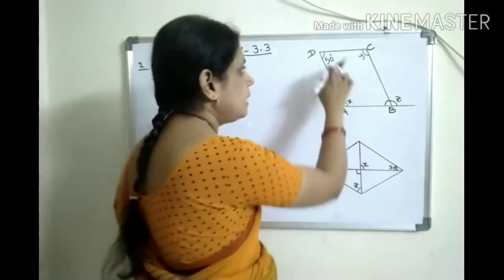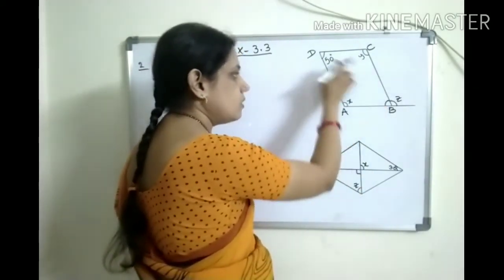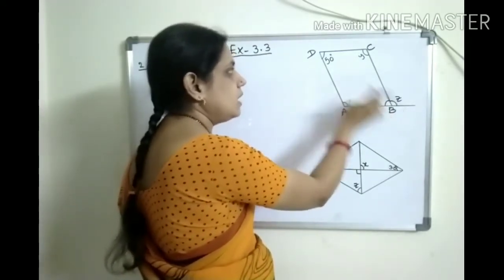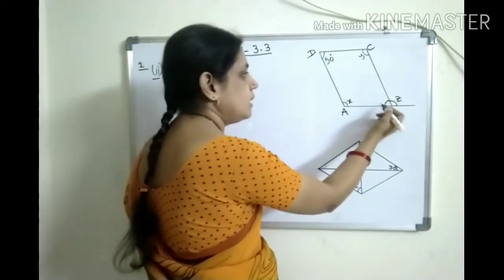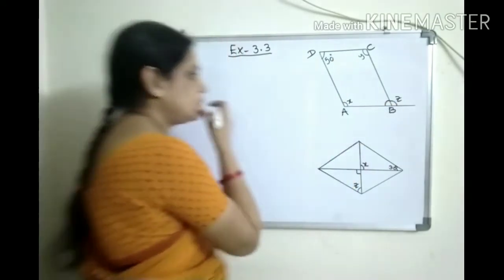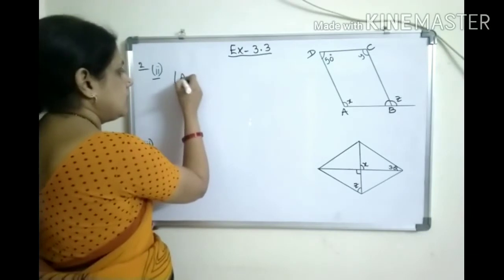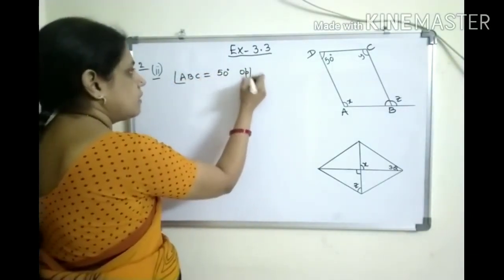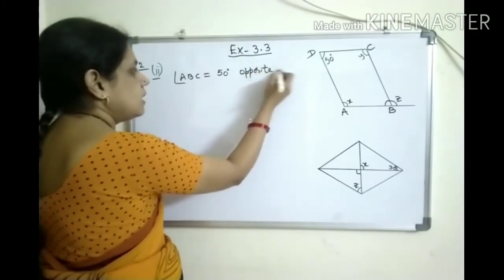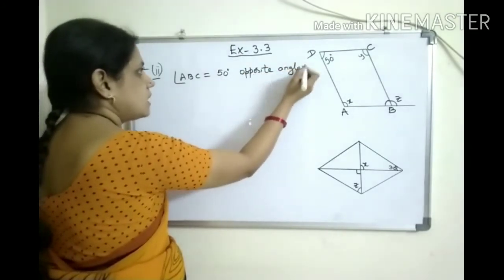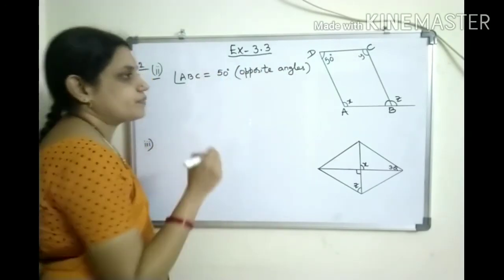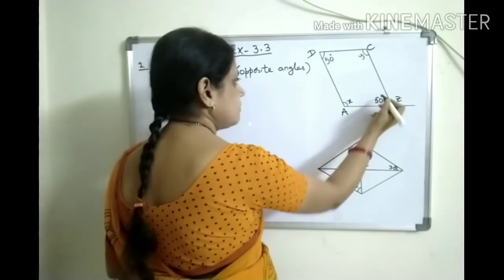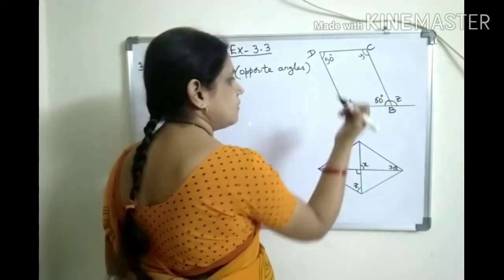Okay. Now here these two angles are also equal. What are those two angles? Actually the interior angles. Angle B and angle D also should be equal. So angle B equal to, we can write angle ABC is 50 degrees. How is it? Opposite angles in the parallelogram are equal. Okay. Now we got this as 50 degrees. So 50, 50 we got it.